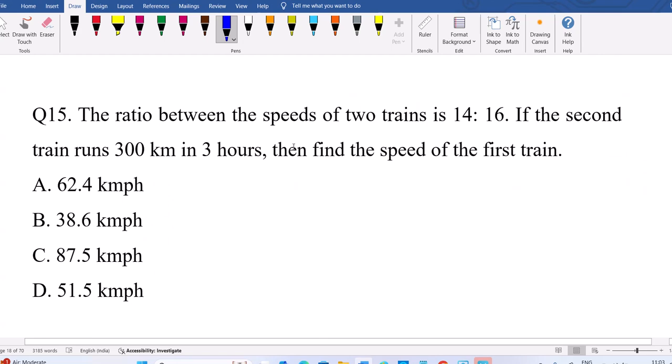Now, see the 15th question here. This model is very much repetitive. Time and distance, very easy question. This is an easy question. Ratios linked with time and distance.